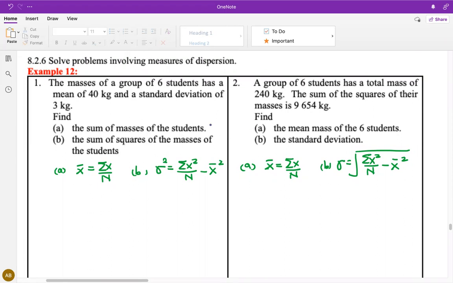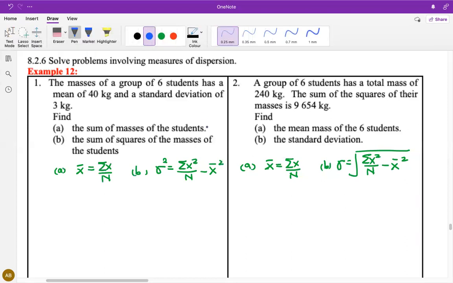Okay, so this one you want to find this sum of x, right? Okay. Go on. So you want to find the sum of the masses of the students, and then also the sum of the squares of the masses. That is sum x squared.